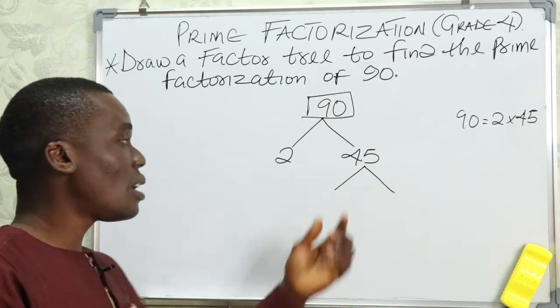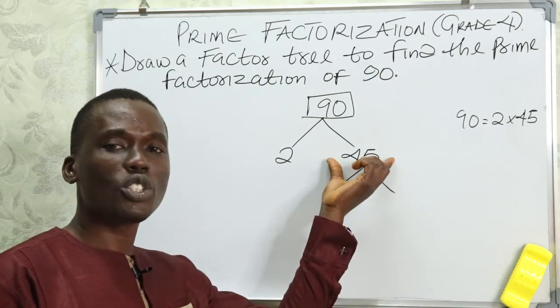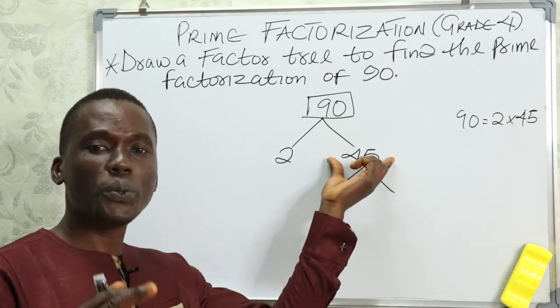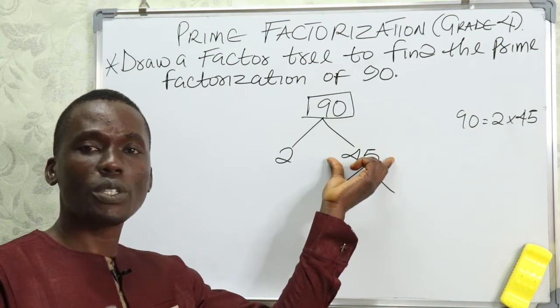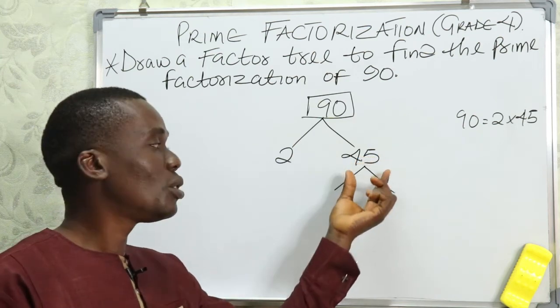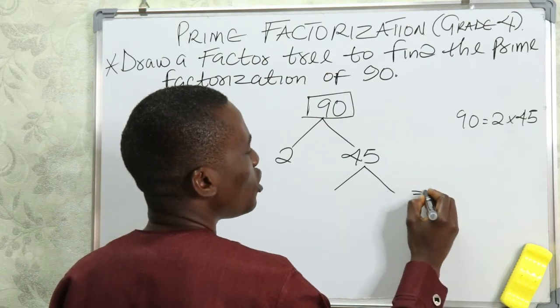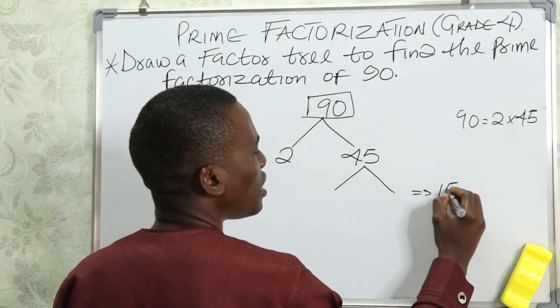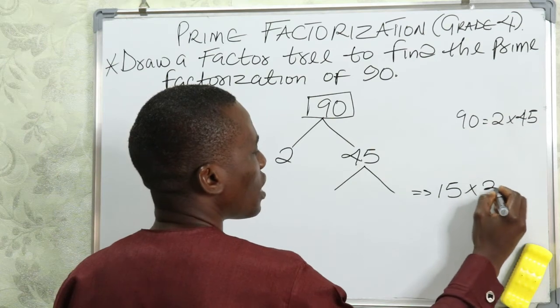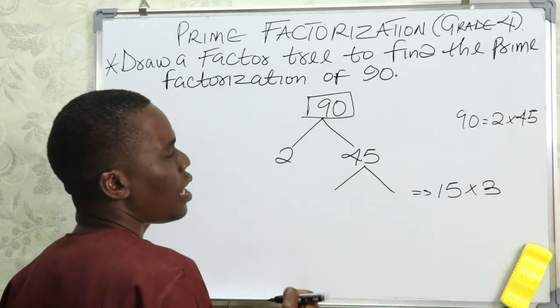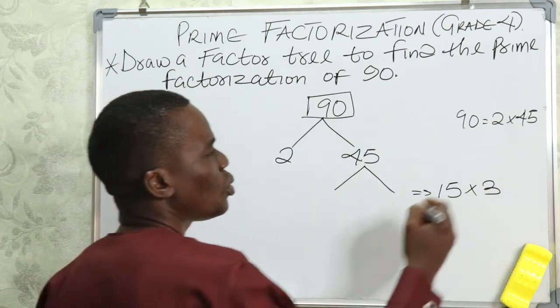So 45 is not a prime number, so we have to look for two numbers that can be multiplied to give 45. So those two numbers are going to be 15 times 3. Now, how do we find such two numbers?